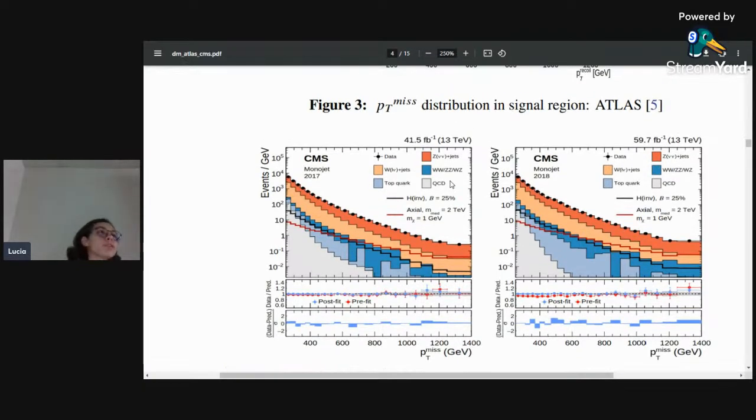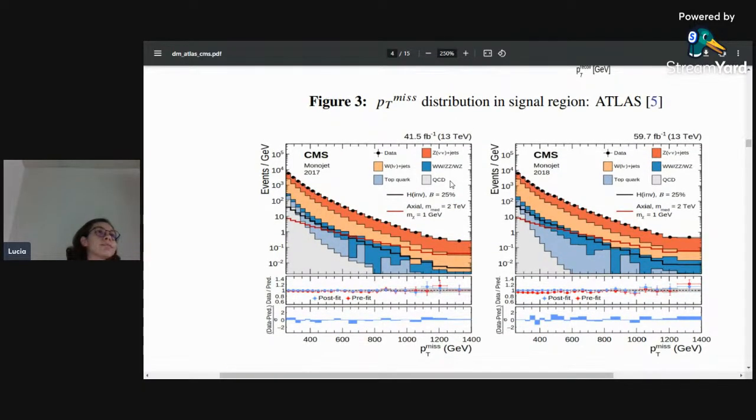Qual é a palavra confundido em inglês? Confused? Confused. Yes. I forgot this.